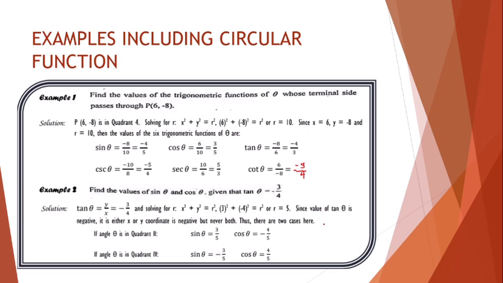So, since the value of tangent is negative, either the x or the y coordinate is negative but never both. Thus, there are two cases here. If angle theta is in quadrant 2, kasi negative yung fraction nyo eh, it's either ang nag-negative ay y or x. Sine is 3/5 and cosine is negative 4/5. If angle theta, so dalawang situation ang ibibigay nyo, kasi nga, negative yung nandito eh.